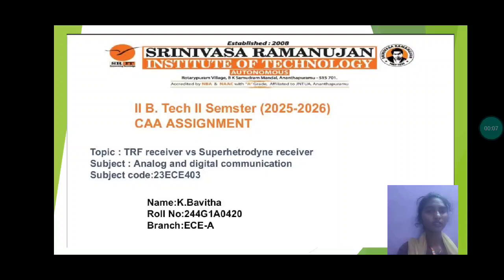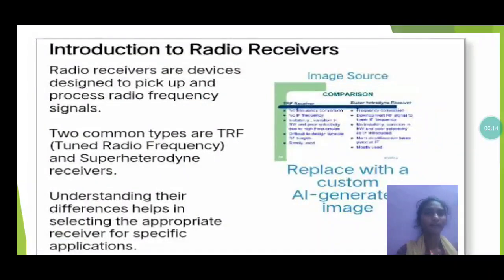Today I am explaining about TRF receiver versus super heterodyne receiver in analog and digital communications. Introduction to radio receivers. Radio receivers are devices designed to pick up and process radio frequency signals. Two common types are TRF, tuned radio frequency, and super heterodyne receiver. Understanding their differences helps in selecting the appropriate receiver for specific applications.